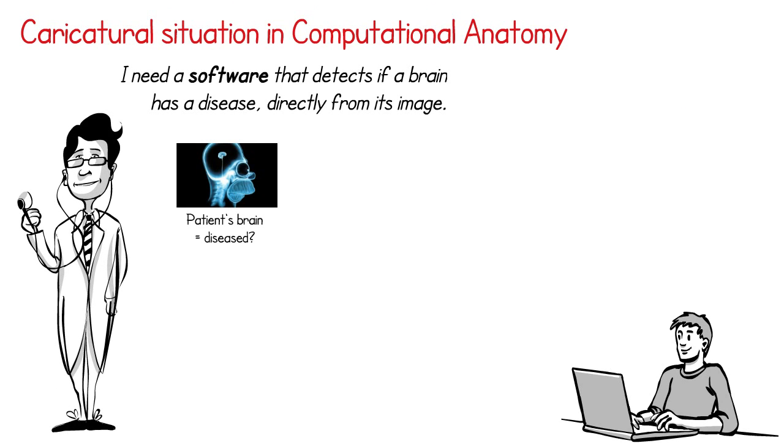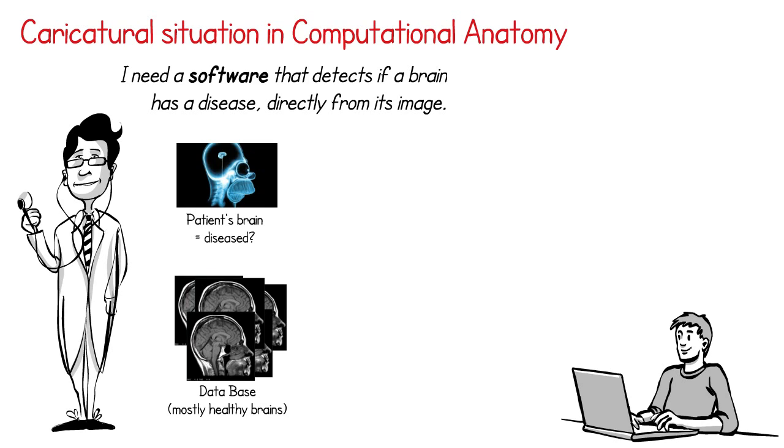Imagine a brain surgeon visits you. He needs a software that detects if a brain has a disease directly from its image. Of course, he is looking for diseases known to change the brain's anatomy observable in images. His database of brain images is at your disposal. How will you implement the software?